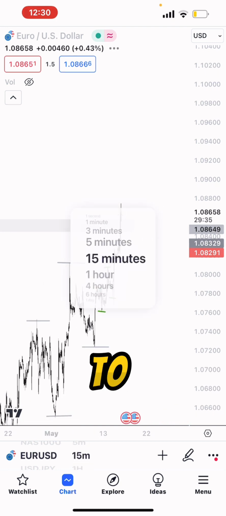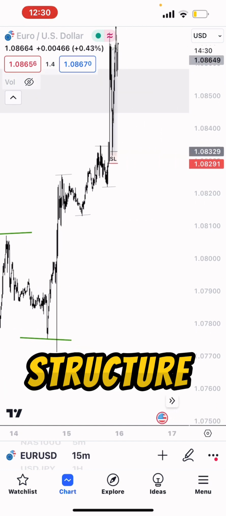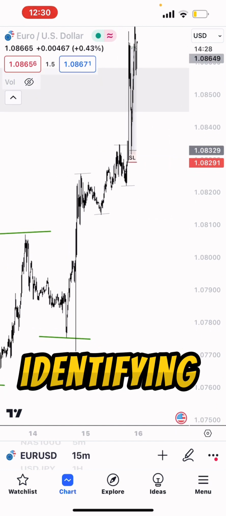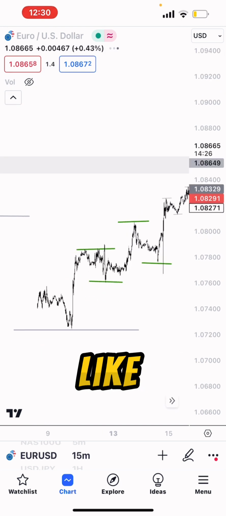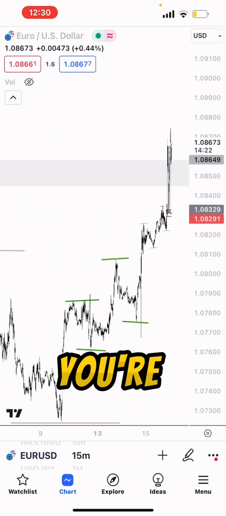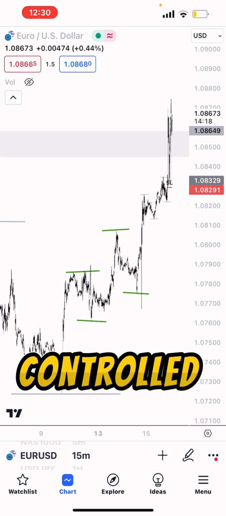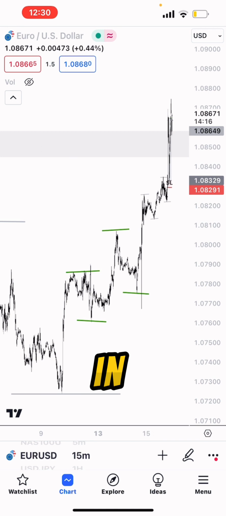So you have to get good at structure first. That's the key. Focus on mastering structure and practicing identifying structure, because once you can identify structure on the 5-minute, the 15-minute, and the higher time frames, then you're able to actually enter and buy the dips correctly, because market structure is controlled by smart money, the banks and institutions in the Forex market.